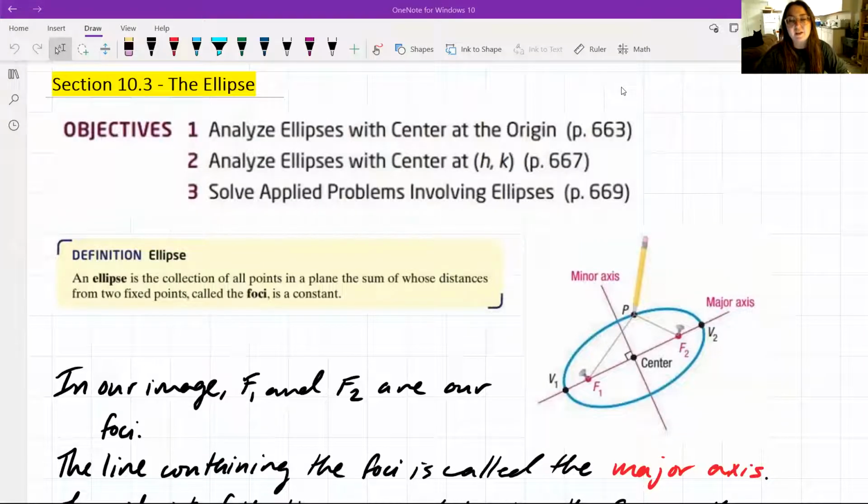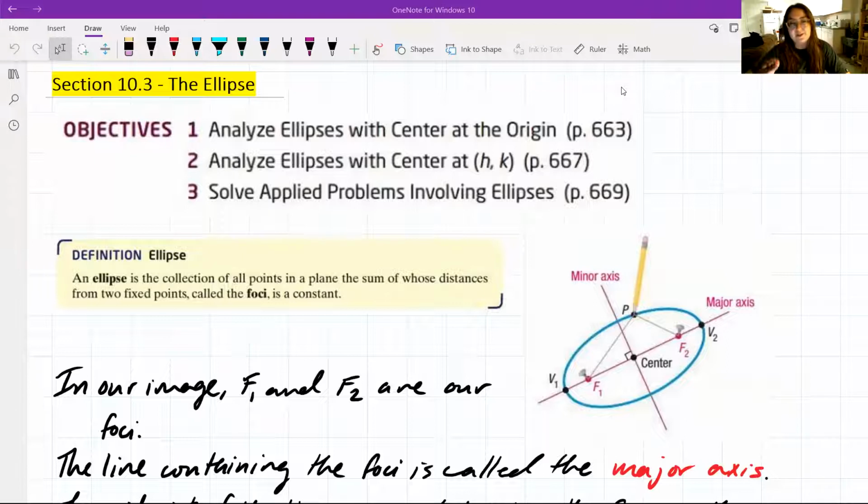Hello everyone, today we're going to go over section 10.3, which is on the ellipse. So we have three objectives. One, we want to analyze ellipses with centers at the origin. Two, analyze ellipses with center at h, k. And three, solve applied problems involving ellipses.